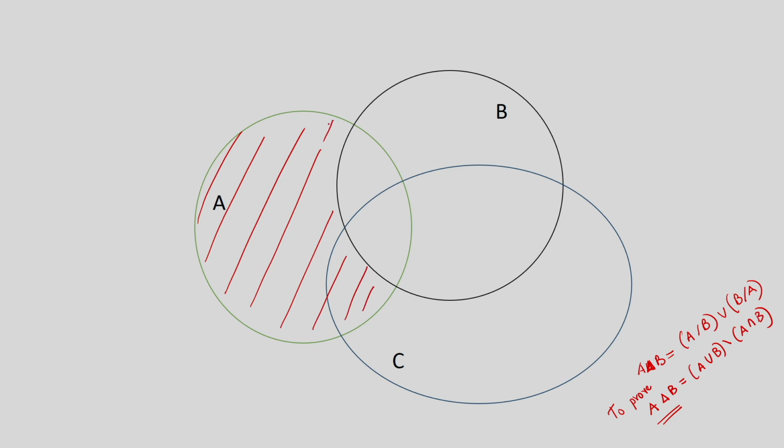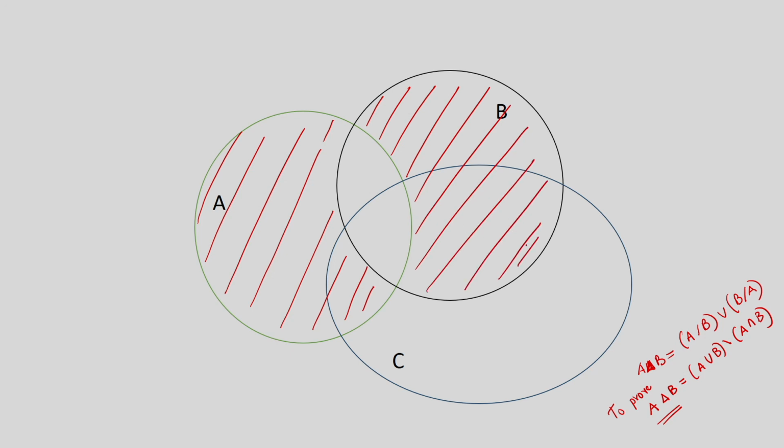right. And what is B minus A? B minus A means I am taking all the elements of B, but I am not taking the elements of A. So, that will be this set. Okay. So, this shaded region that I have just demarcated on this plane is A delta B. So, this is the left hand side, right, this is the left hand side. Now, if I can show that this is exactly equal to the right hand side, then I am done.